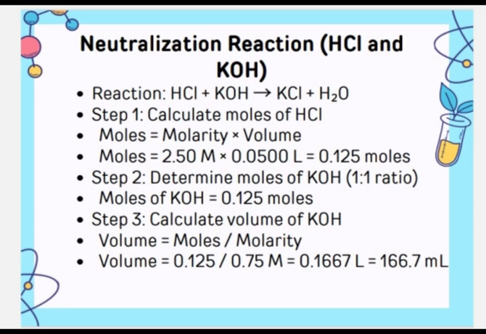Step 2. Determine moles of KOH. With a 1:1 ratio, moles of KOH equals 0.125 mole. Step 3. Calculate volume of KOH. Volume equals moles divided by molarity. Volume equals 0.125 divided by 0.75 M equals 0.1997 L, and lastly 199.7 mL.